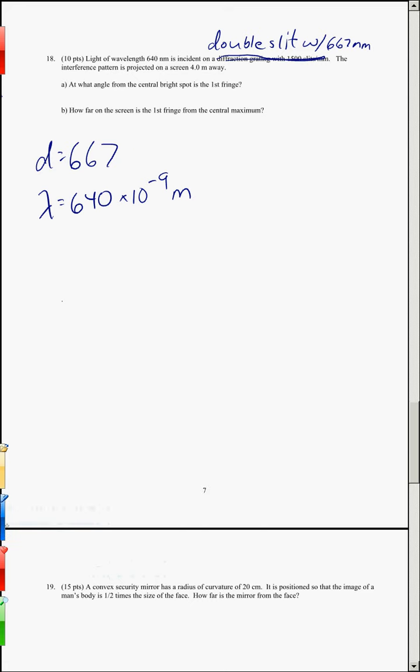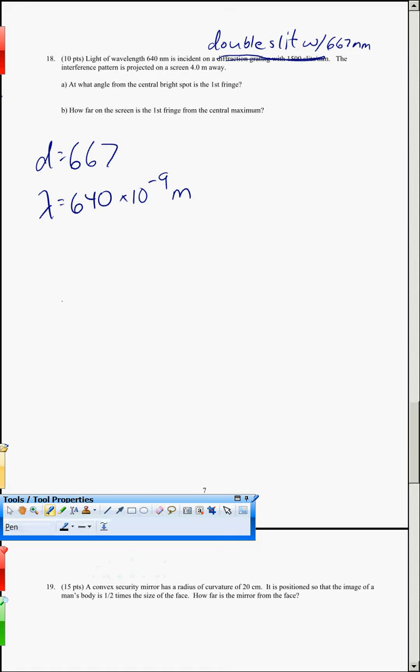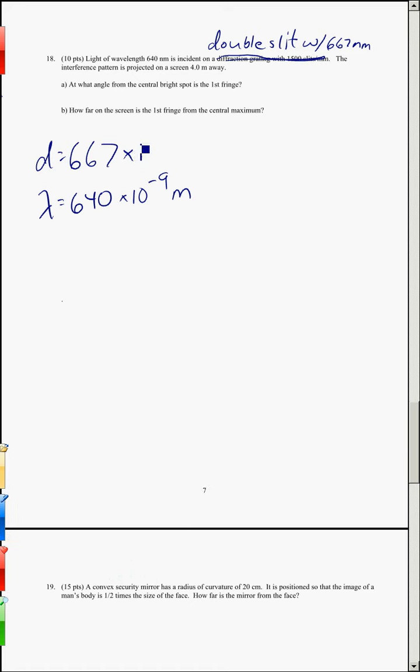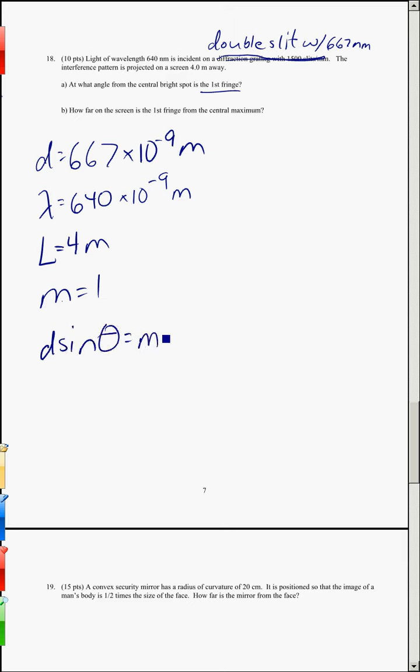I will go ahead and convert that over into meters. And the interference pattern is projected on a screen 4 meters away. That's my L value. It's equal to 4 meters. I want to know at what angle from the central bright spot is the first fringe. So that's my first order. So D sine theta equals M lambda. I'm going to draw a picture.